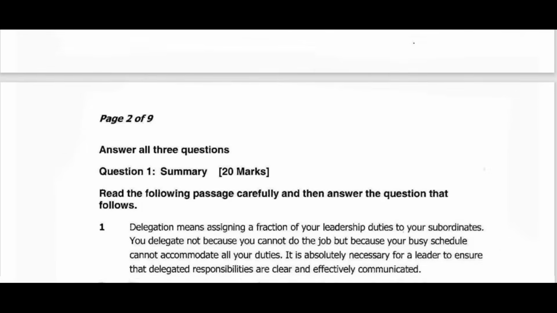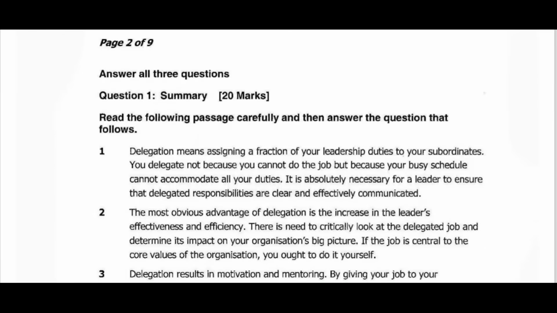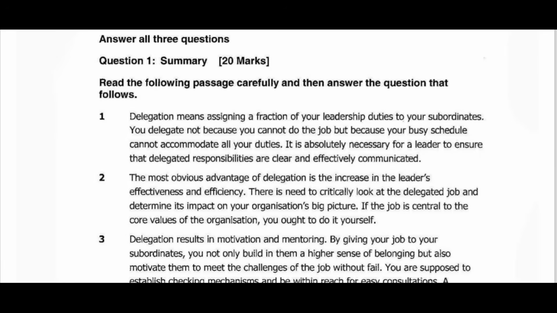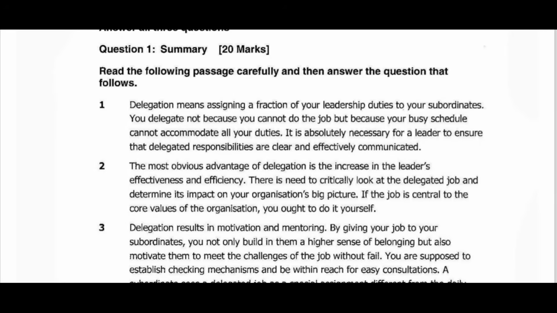section. So the first section is about summary. Now what is a summary? So a summary is just a paragraph that you are supposed to write using your own English. And the task in terms of the summary, you are supposed to shorten a given paragraph. So here we have been given the passage and we are told to read the following passage carefully and then answer the question that follows.